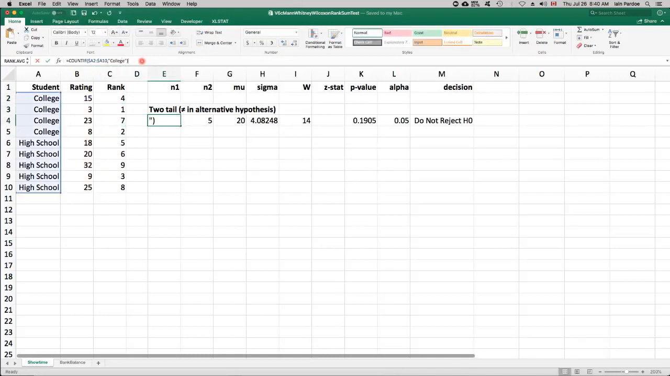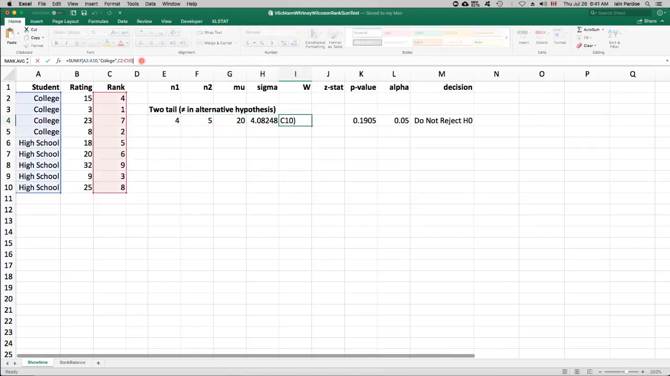We have sample size of 4 in the first sample, and this is one way to calculate that sample size using COUNTIF. And similarly, sample 2, we have 5 students. We'll use mu and sigma more for the next example, so I'm going to skip over that for now.